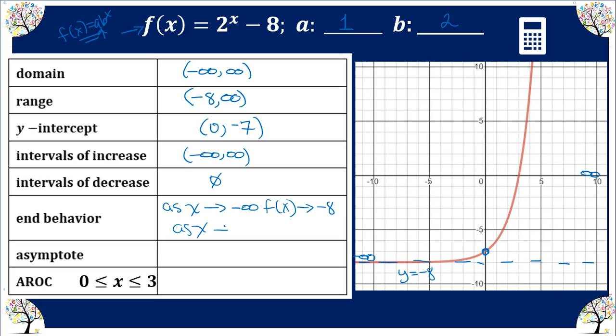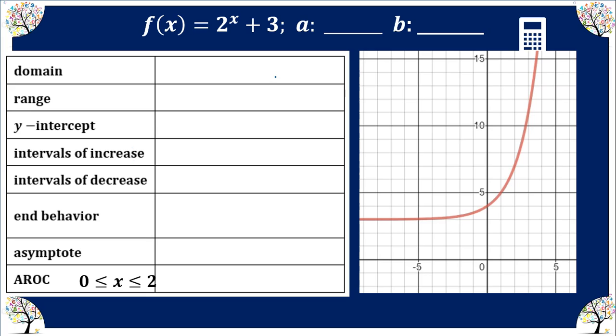As x approaches positive infinity, f of x, the end of this side of the graph, approaches positive infinity. Our asymptote was y equals -8. And now let's find the average rate of change between x being 0. So that starts here. And then we have 3, 1, 2, 3, and it's here. So we're going to go up 1, 2, 3, 4, 5, 6, 7. And to the right, 1, 2, 3. So we have 7/3 for our average rate of change.